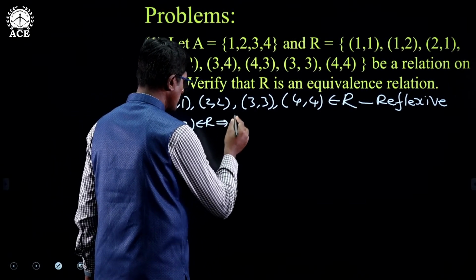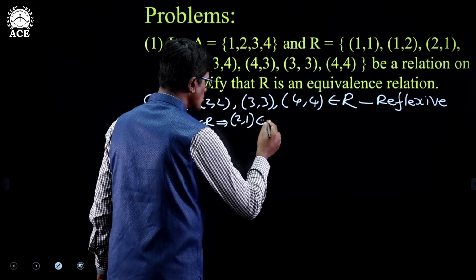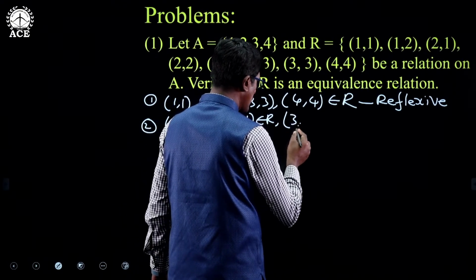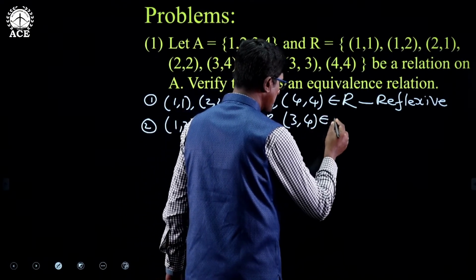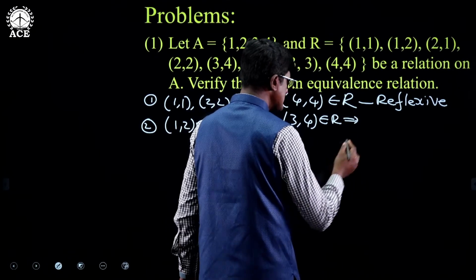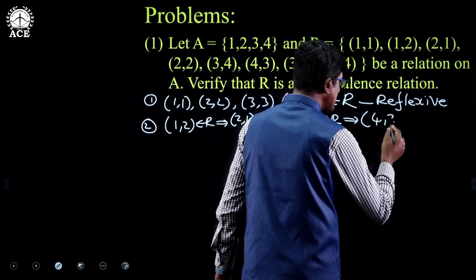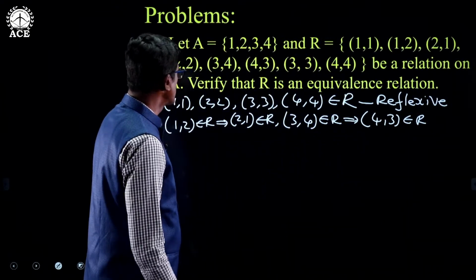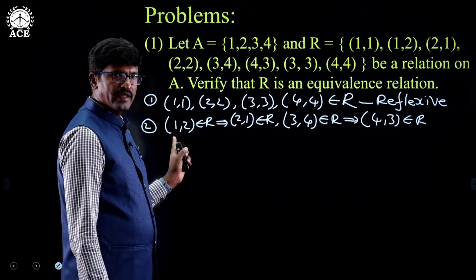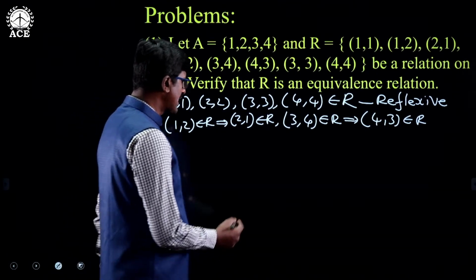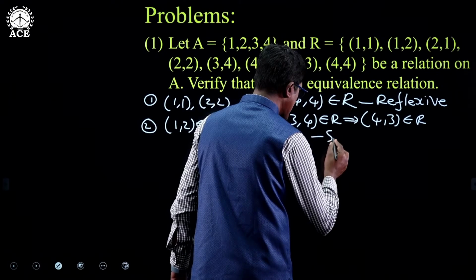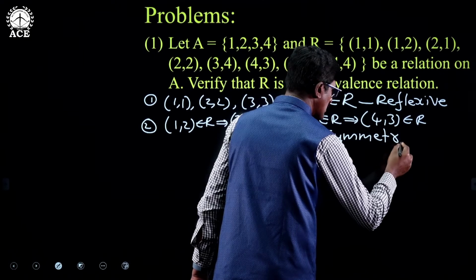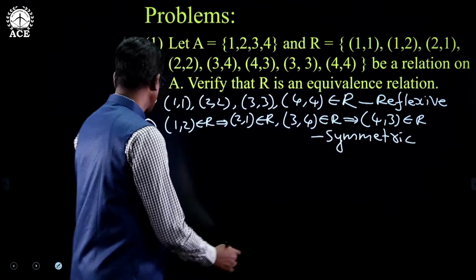This implies (2,1) also belongs to R. Similarly, (3,4) belongs to R. This implies (4,3) also belongs to R. That means for every ordered pair (A,B), there is (B,A) also. Therefore, it is satisfying the symmetric property also. The given relation is a symmetric relation also.